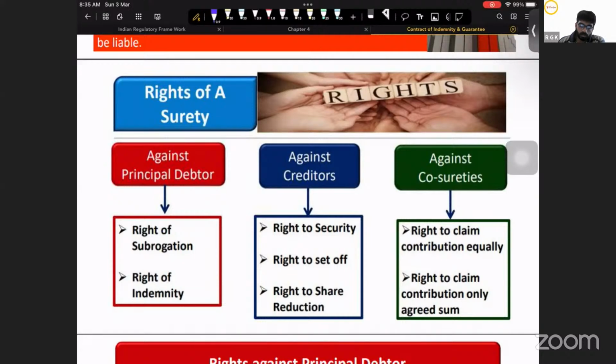Subrogation means taking over someone's place or to put in the place of another. That is what is called as subrogate.